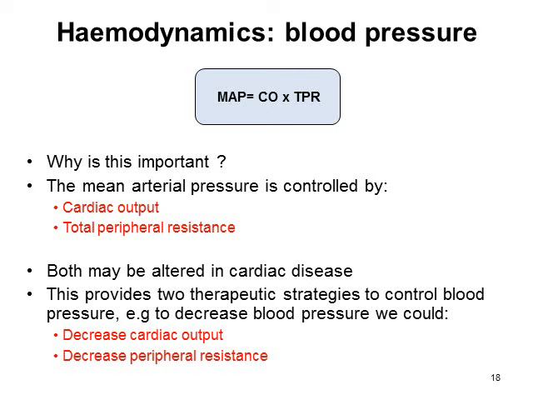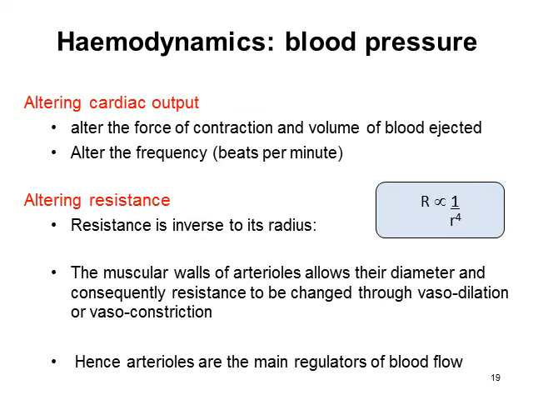So if we wanted to decrease blood pressure in a patient whose blood pressure had gone too high, we could either decrease their cardiac output or decrease the peripheral resistance. Either of these strategies would work to reduce their blood pressure. If we wanted to alter cardiac output, we could alter the force of contraction of the heart, and we could alter the volume of blood ejected. Alternatively, we could reduce the frequency, so alter the frequency in beats per minute.